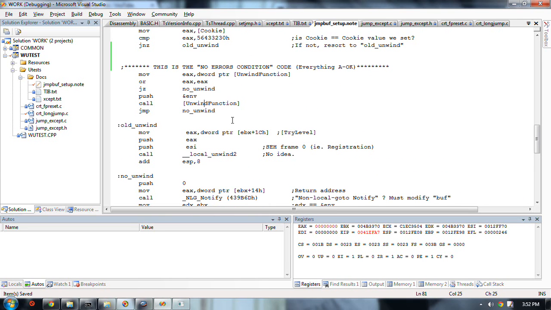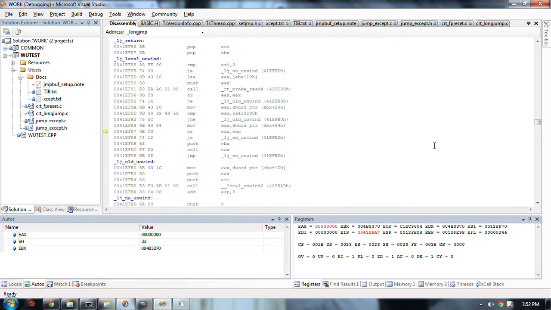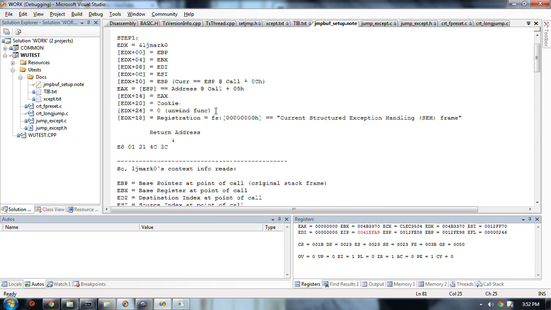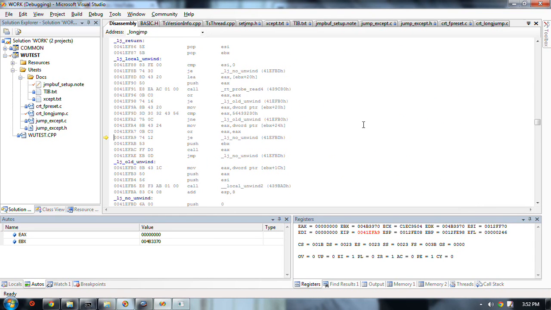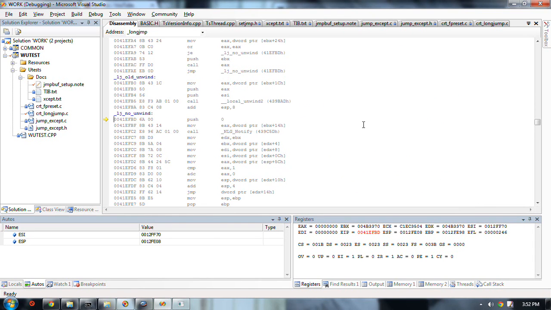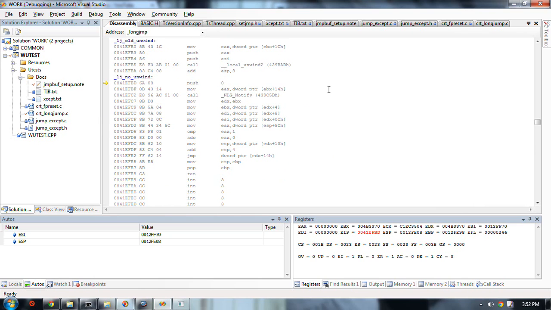So it turns out in our case there is no unwind func. That's what this 24 here was. Unwind func. And there is none. So we're at no unwind. So this is the code where we have no mechanism to do an unwind, no mechanism to clean up after a long jump.